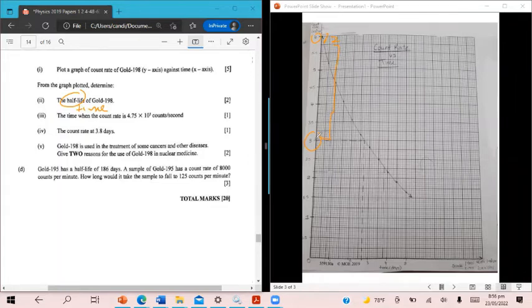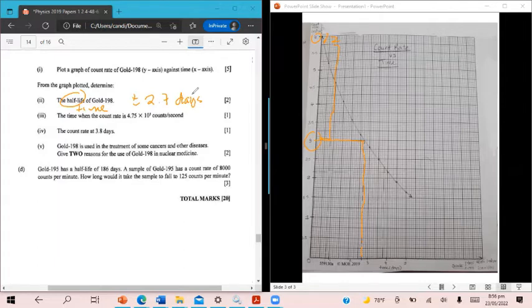So you're going to go from 3, touch the graph, and come down, and you're going to read that value off. Okay, so you should get about 2.7 days. If you get 2.6 or 2.8, you're good, you're in the ballpark.